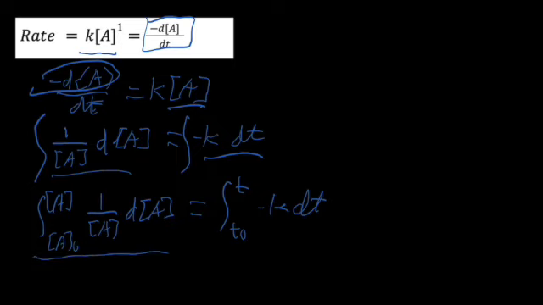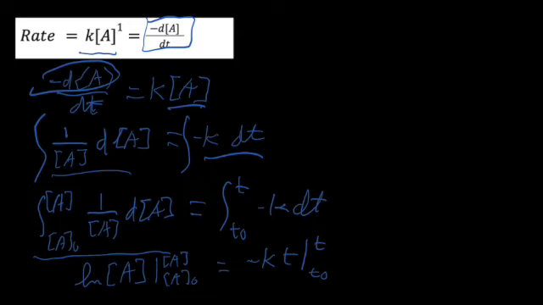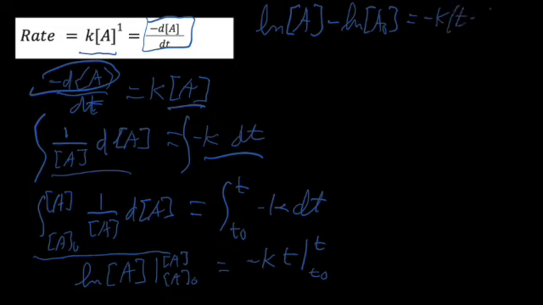And so on this side, we have the integral of 1 over the variable, which is always the natural log of that variable. So we can say that the natural log of the concentration of A evaluated from the concentration of A naught to the concentration of A equals, on this side, again, just a constant. So we have negative kt evaluated from t naught to t. And so bringing this up here, we have that the natural log of A minus the natural log of A naught equals negative k times t minus t naught.